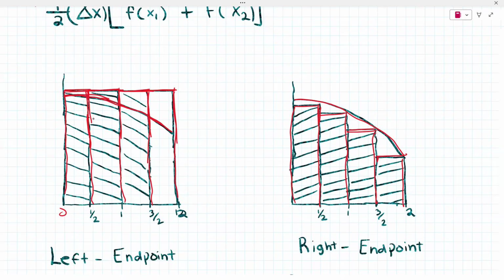And then on the right-hand side, you start at 0, and then you make your way to the right to 1/2. So that's how I got this rectangle right here. And then from 1/2, go right, and then from 1 go right, and then from 3/2 go to the right. So as you can see, it's below the curve.